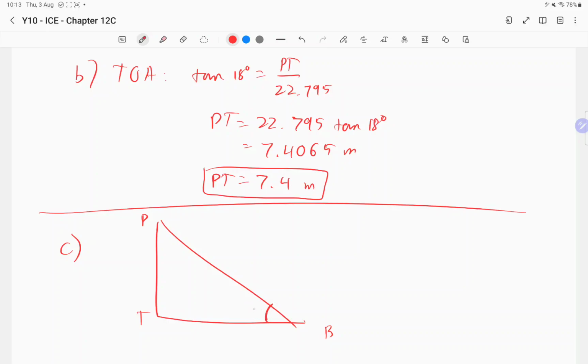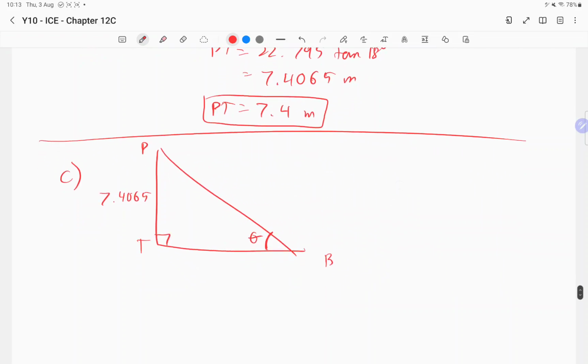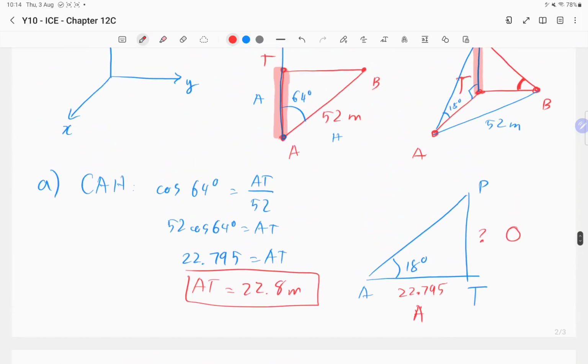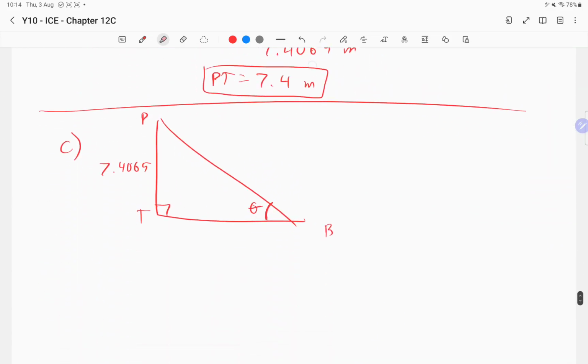We want to find this angle here. Let's call that theta. We know PT, which is 7.4065. And that's the right angle triangle. We don't know this one, we don't know this one either. So we don't have enough information to work this through. So first, we actually need to find one of these. And looking at all the diagrams, I would prefer to find BT, because BT is part of the first triangle here. And I can find that using, so that would be opposite, so it would be the sine of 64 degrees and the number 52 here. So first I will find BT.